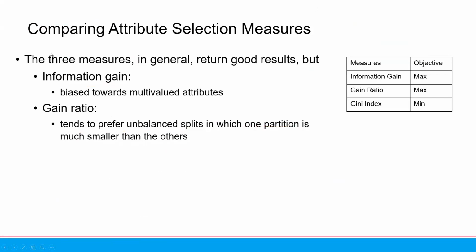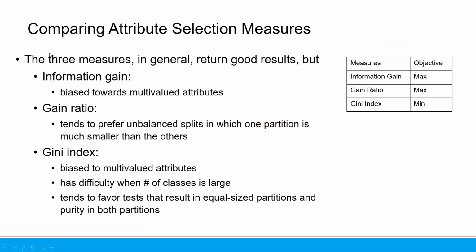That's why with the Gini index, it will give you only two options. But still, it has an issue: it is biased for the multi-valued attribute. And it has difficulty when the number of classes is large. It means if you have only a binary attribute, yes or no, it is easy.